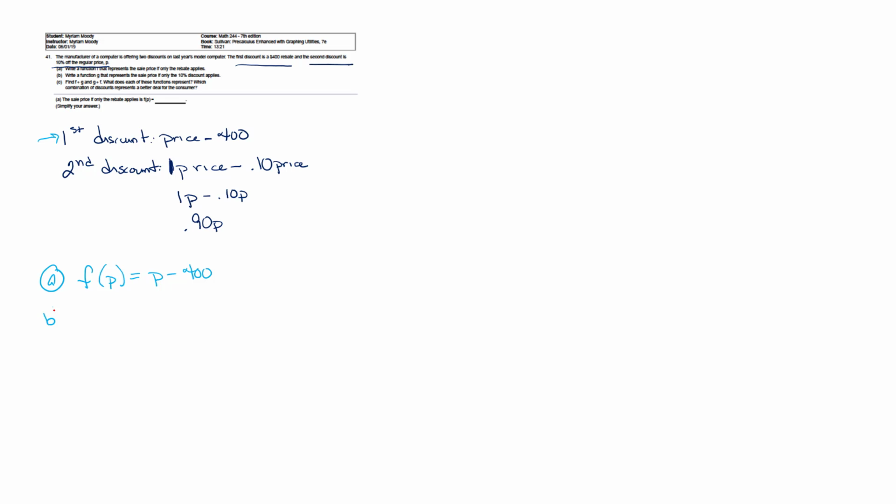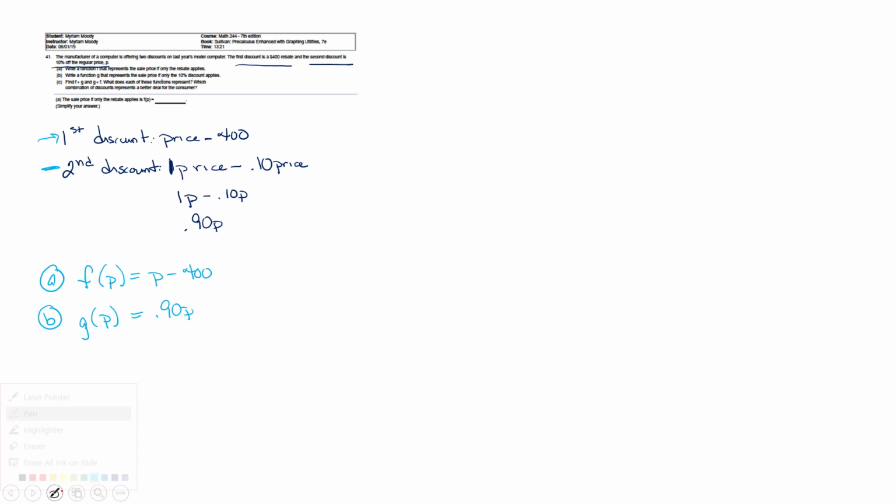Part B. Write a function g that represents the sale price if only the 10% discount is applied. Well, didn't we already do that? That's our second one, isn't it? So we know we're only paying 90% of the original price.